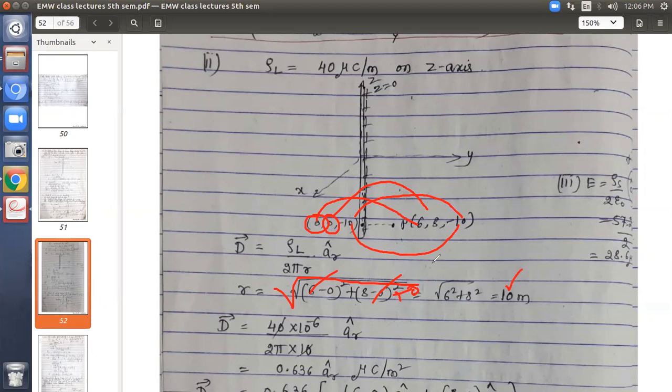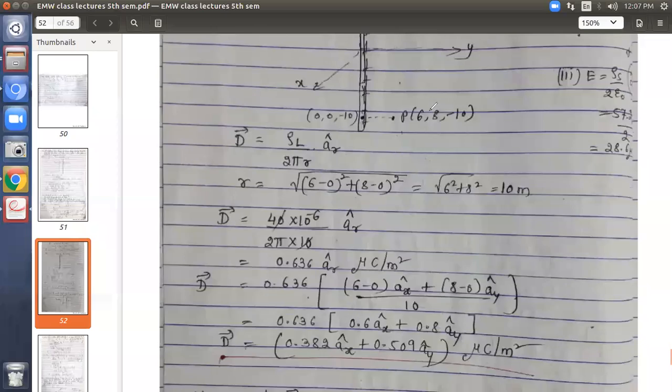6 square plus 8 square, 36 plus 64, root 100, 10. The value of the distance is 10. Magnitude. So I have substituted that 10. We will get something here. And AR. So let us find AR.